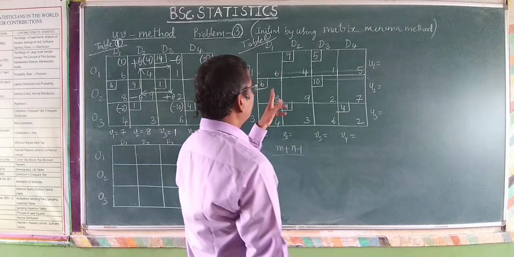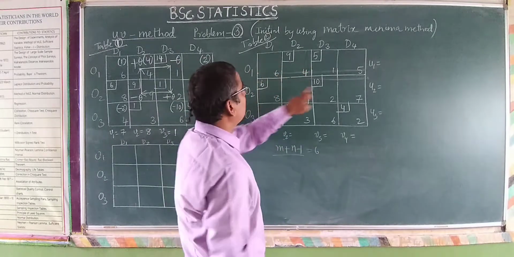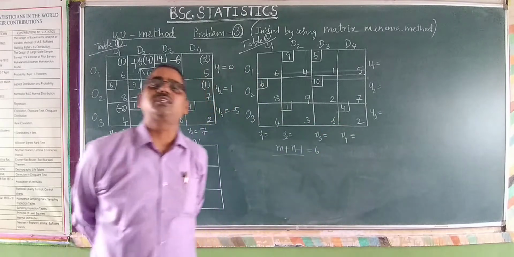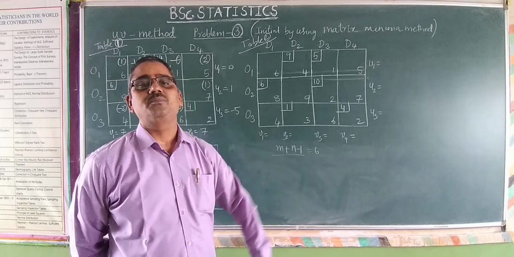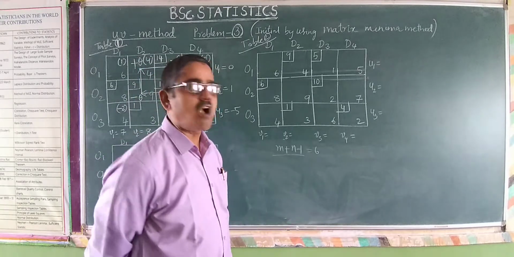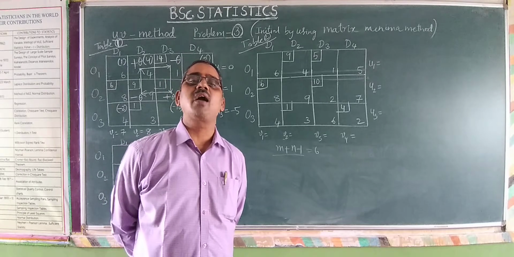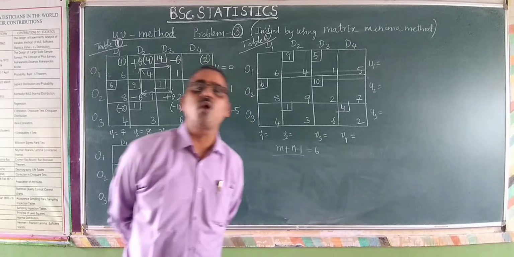You see here 3 plus 4 minus 1, which is 6. So 1, 2, 3, 4, 5, 6. There are exactly 6 basic cells. Therefore, we can continue. What is the next step? In the next step, we have to determine the values of ui and vj.